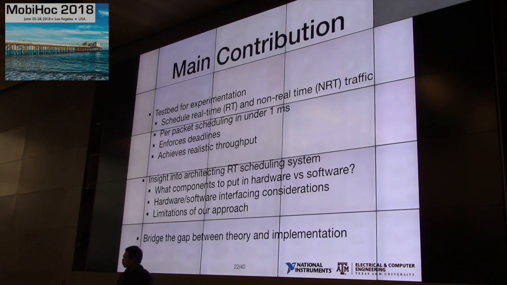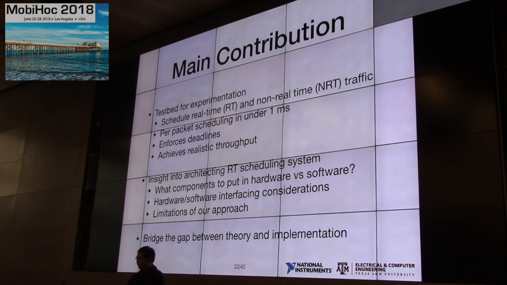In addition to that, we want to provide some insights into problems you might encounter when trying to put some of these scheduling policies on hardware. What components do you put on hardware? What components do you put on software? What are some of the interfacing overhead considerations that you need to take into account? And also some of the limitations of this approach. But ultimately, our main goal is to bridge the gap between theory and implementation, and we believe that with this platform, we contributed to that goal.